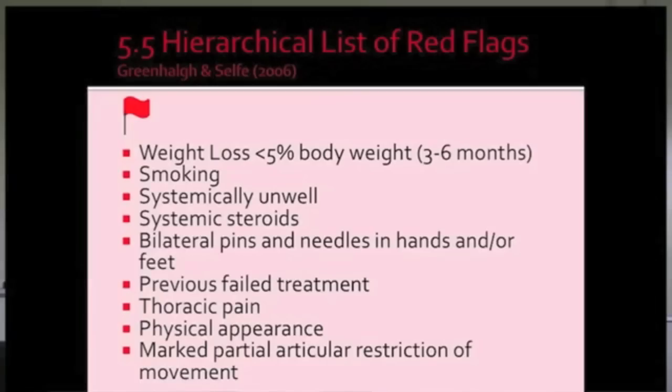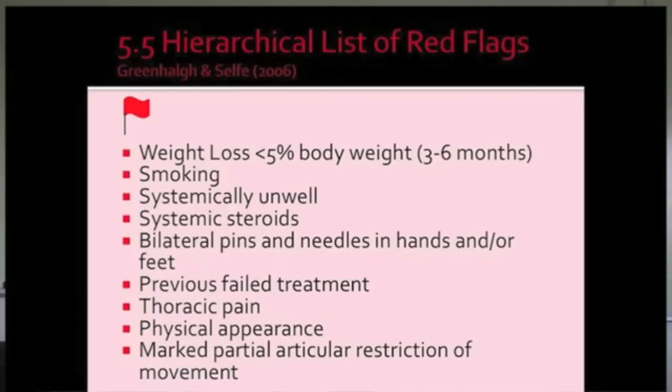And then if we go on to the red flag list, we've got weight loss of less than 5% of body weight during 3 to 6 months, smoking. And again, with smoking, we need to understand how much smoking has occurred over what time frame. And again, be careful with the question, do you smoke? No. Have you ever smoked? Yes. When did you give up? Yesterday. It gives you quite a different picture.